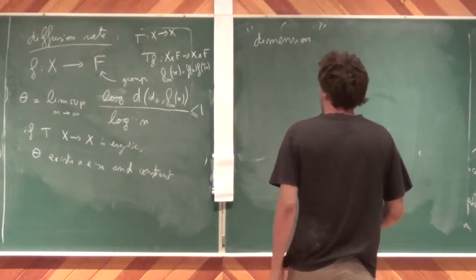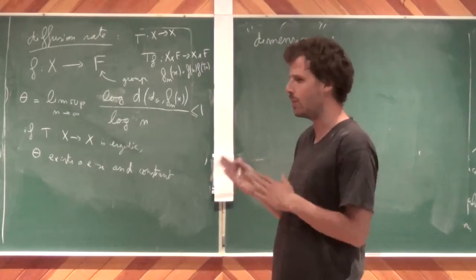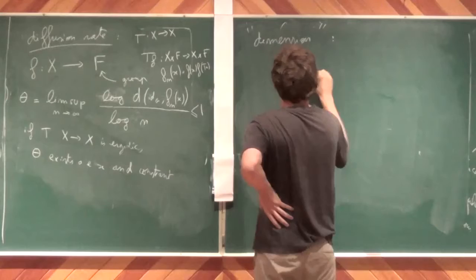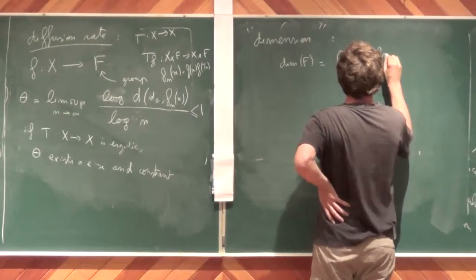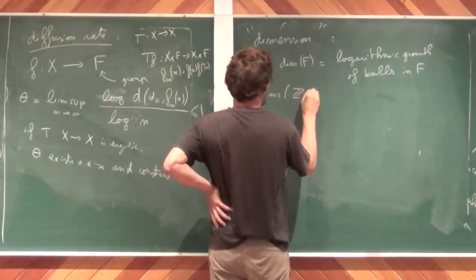At the very beginning, I made a reminder about random walks. There is something special which happens with respect to the dimension, and here as well, but you have to take care about the diffusion rate. So I will call the dimension of F the logarithmic growth of balls in the Cayley graph of F. This is not a very good definition, I am sorry. What is important is that the dimension of Z^d is d. So it is nice to call it the dimension.